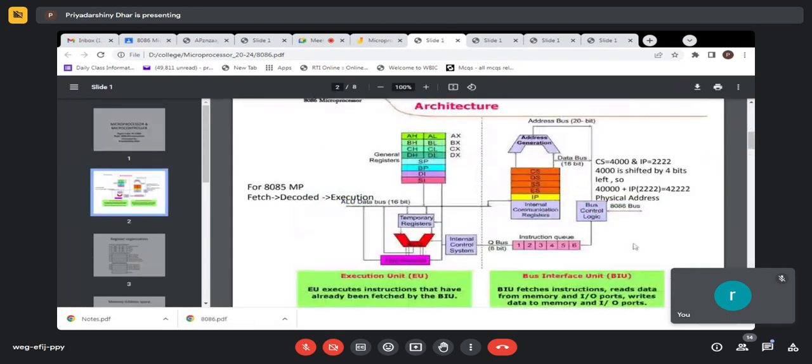This is called pipelining architecture. So this is the architecture of 8086 microprocessor. Any doubt from this architecture part? I will explain each and every box inside this 8086 microprocessor.